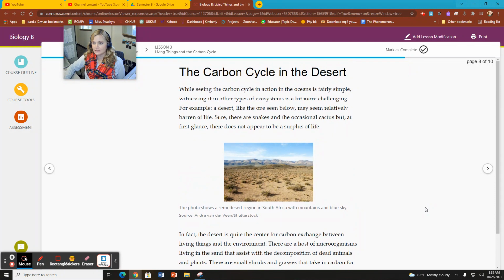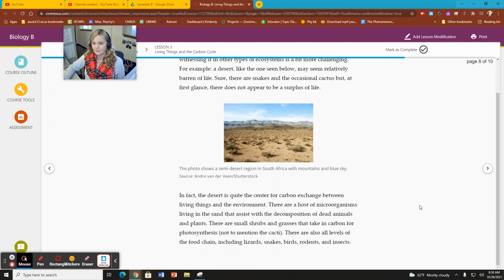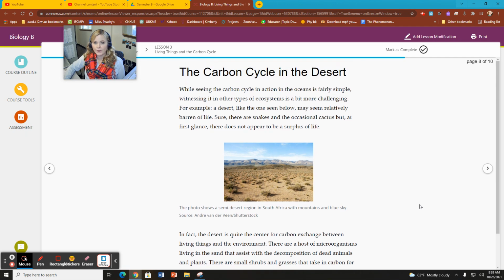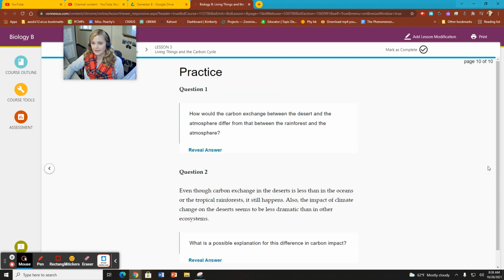And then finally, to talk a little bit about the carbon cycle in another ecosystem, the desert here. So again, looking at where carbon is stored, those are our carbon sinks, and then where carbon dioxide is given off, those are our carbon sources. So that is the end of our lesson here, Unit 2, Lesson 3.